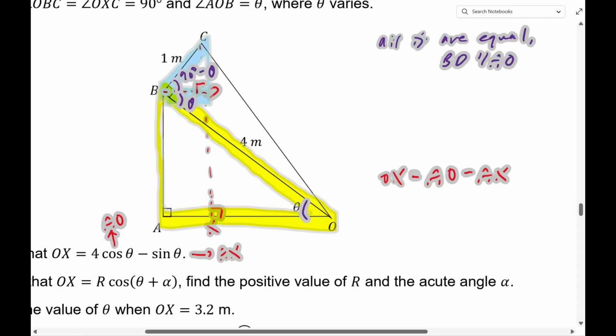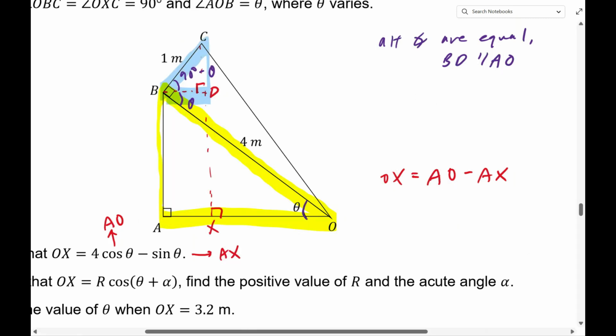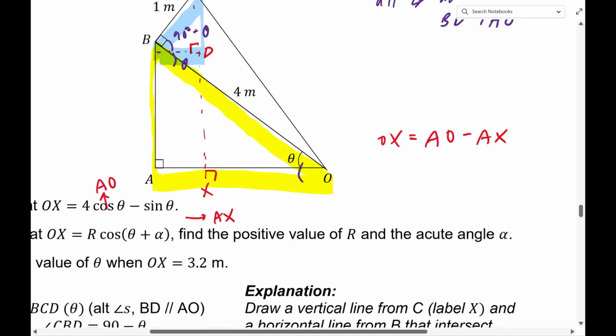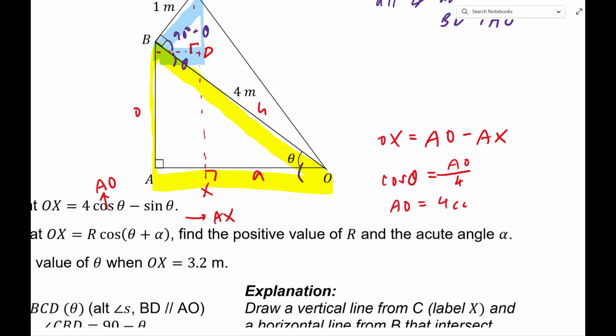So now that we have all our angles labeled, we can start solving for AO and AX. Now we'll start with AO first. We have 4 as our hypotenuse, AO as our adjacent and AB as our opposite. So using SOH CAH TOA, we know that we'll be using cosine. Cosine theta will be equal to adjacent over hypotenuse, so AO over 4. And then making AO the subject, it will be 4 cosine theta.